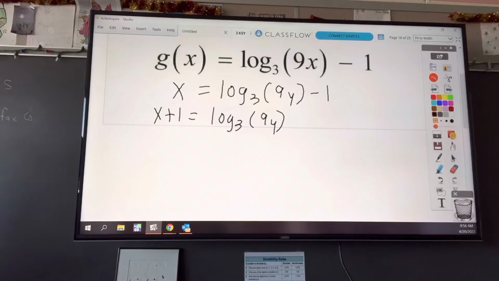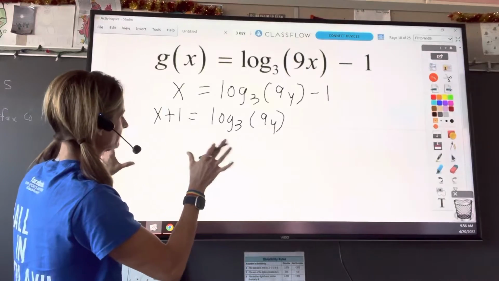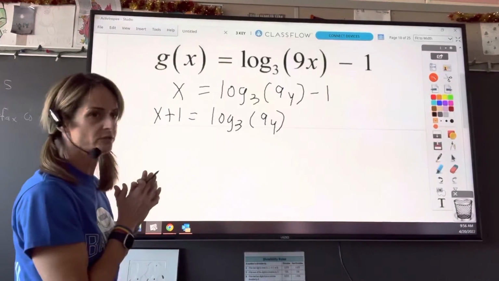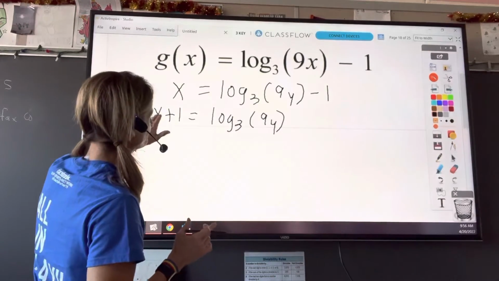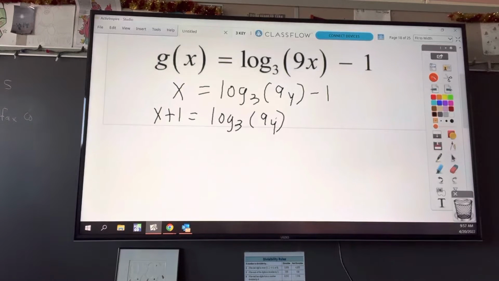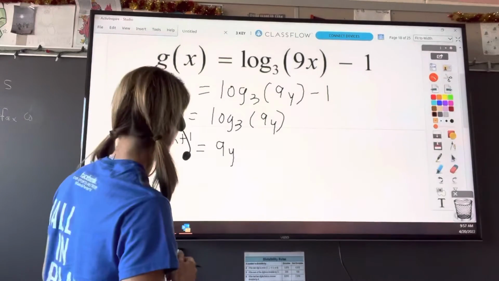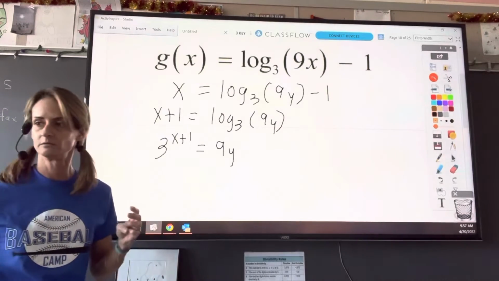Now we are in a position where we can rewrite this equation. Right now it's in logarithmic form. We can write it in exponential form. So 3 to the x plus 1 equals 9y. And we did that because now the 9y is outside of the function and we can isolate this y. So now we would, is everybody good with that so far? How did that happen?